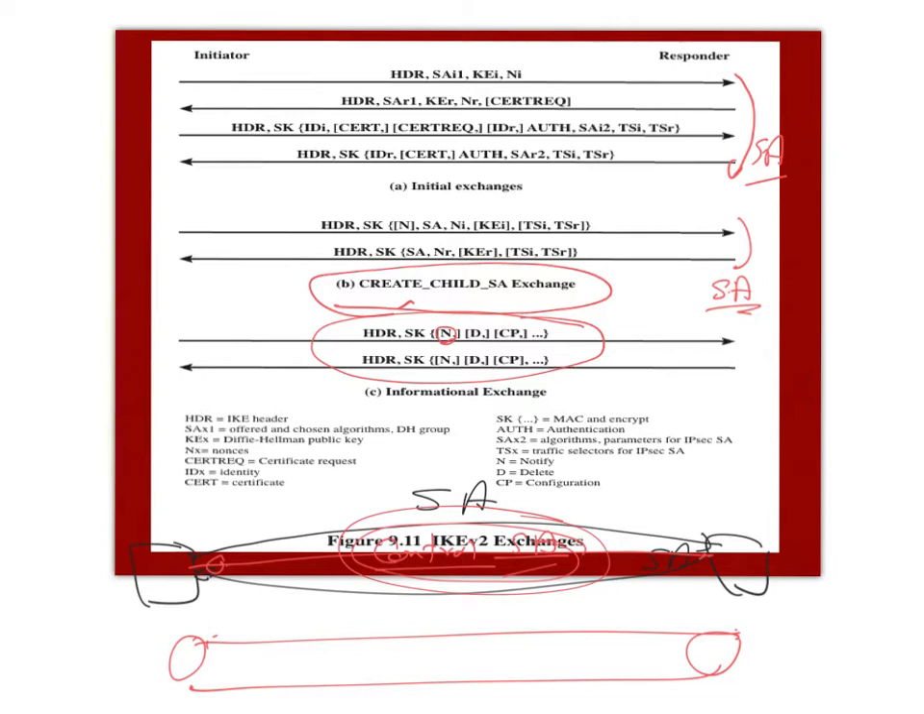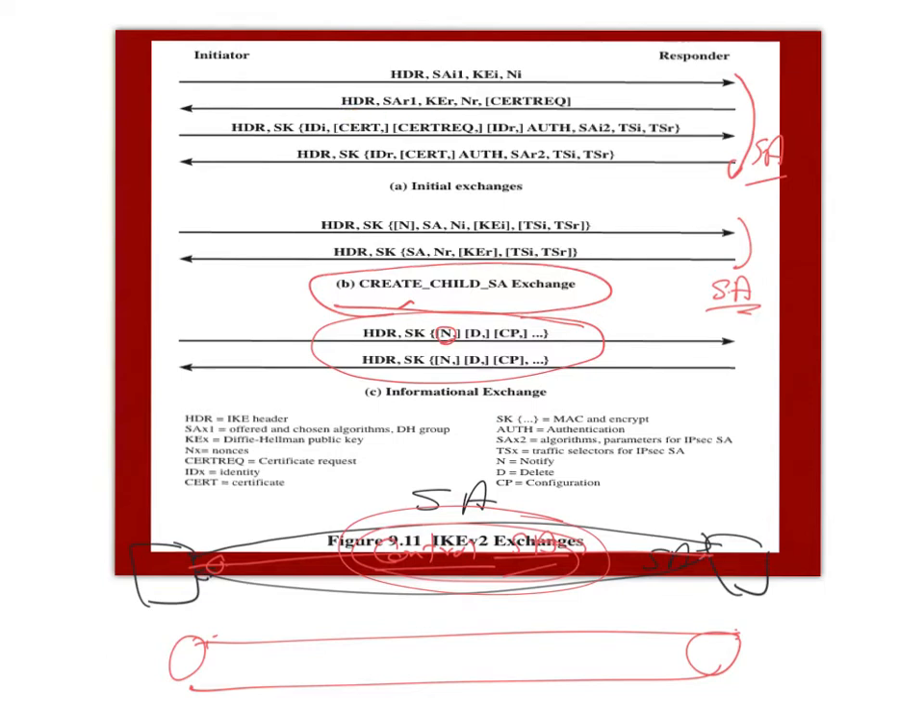Okay? So we have to send the Diffie-Hellman group, and then the KE, which is the Diffie-Hellman public key, the Diffie-Hellman values, alpha and q. We said alpha and q are public and are to be exchanged. So based on this, the initiator will send this request to the responder.